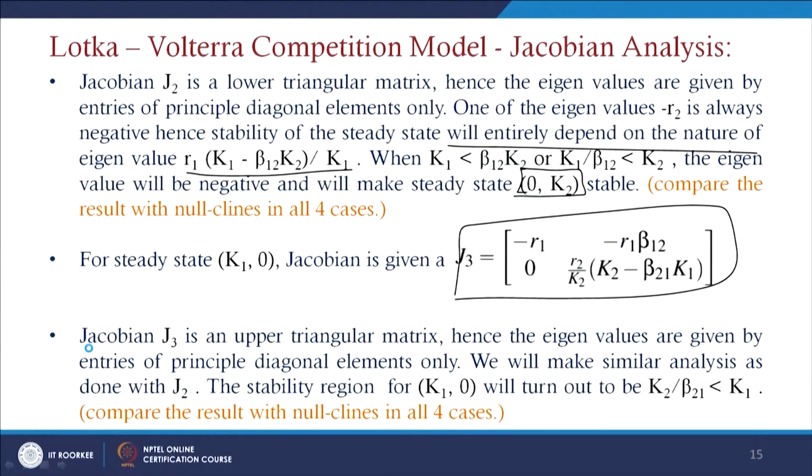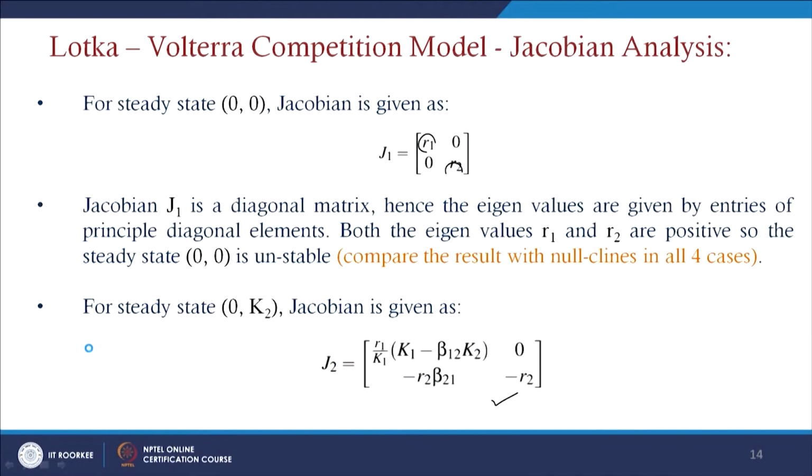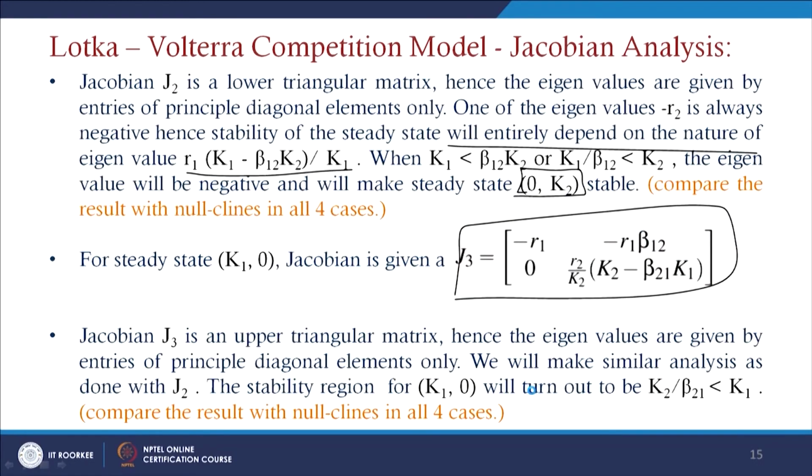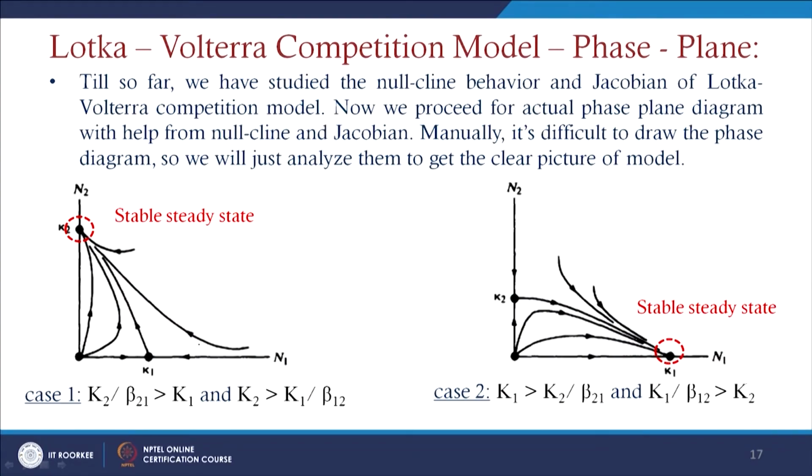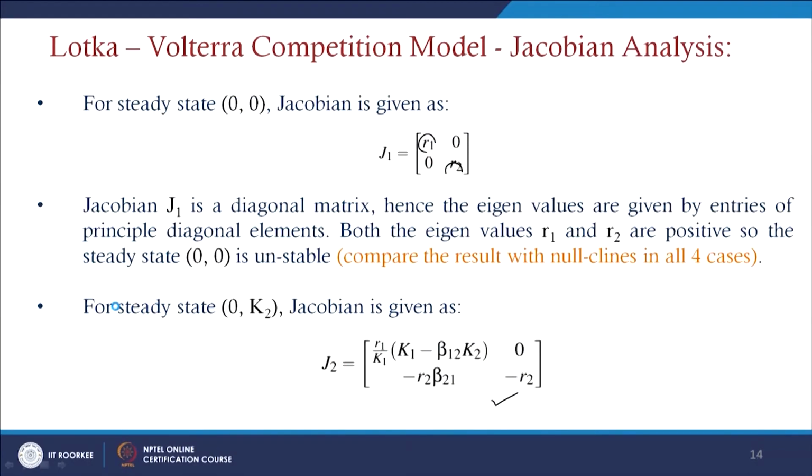For the second analysis, for 0 k2, we obtained that one eigenvalue is negative, so 0 k2 is stable, since k1 is less than beta 1 2 k2 and k1 by beta 1 2 is less than k2. The same thing we considered for this case also. That is why we find that k2 is a stable point for this case. For point-wise analysis, we can now visualize these arrows in the case of null lines here.